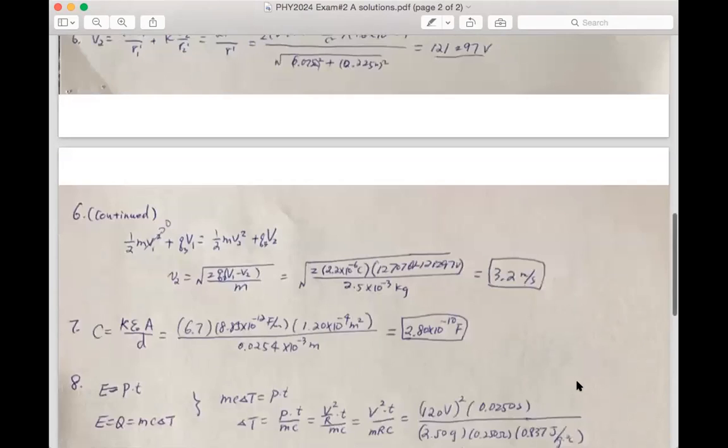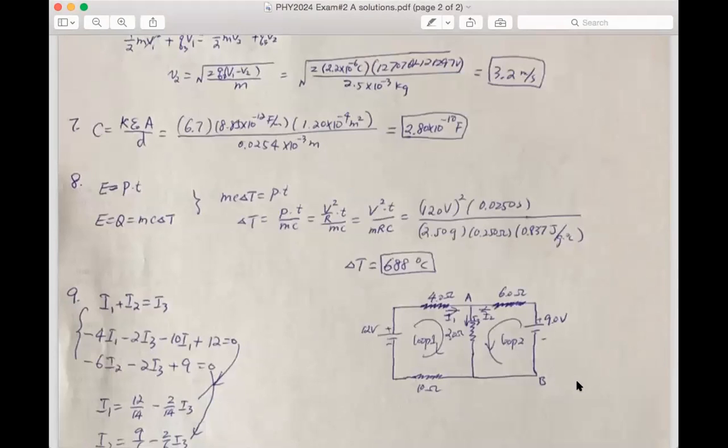Number 7 in version A is about calculating the capacitance of a capacitor when there's a dielectric inside it. You also got this one in version B, so it's similar. You use this equation when there's a dielectric. You have kappa here, which looks like a K, so it's kappa epsilon 0 A divided by D. You just plug in the numbers. So this one is easier.